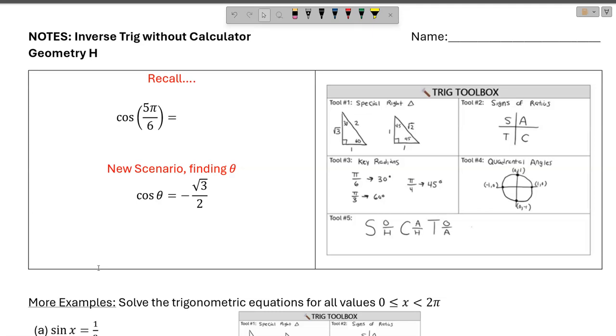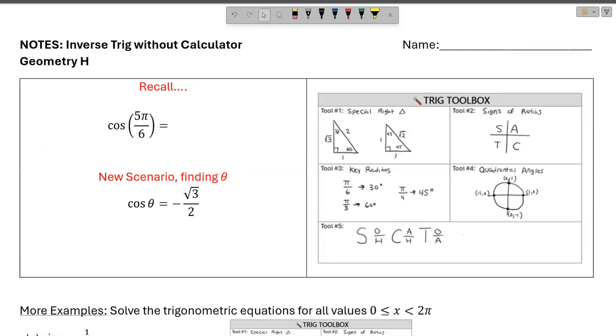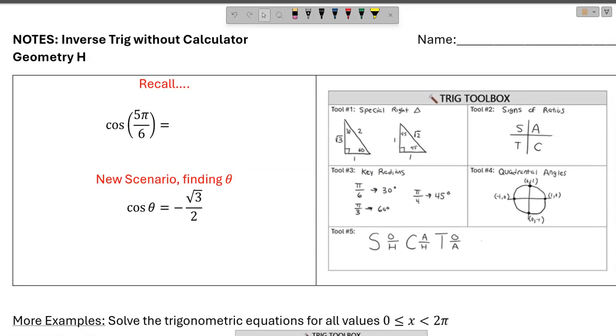We're going to talk about how to find inverse trig values without the use of a calculator. So we've already, up to this point, if you're watching this video, done a problem similar to the one that I have here listed as cosine of 5 pi over 6. So just a reminder of the process. We have our trig toolbox off to the right-hand side as reference for us.